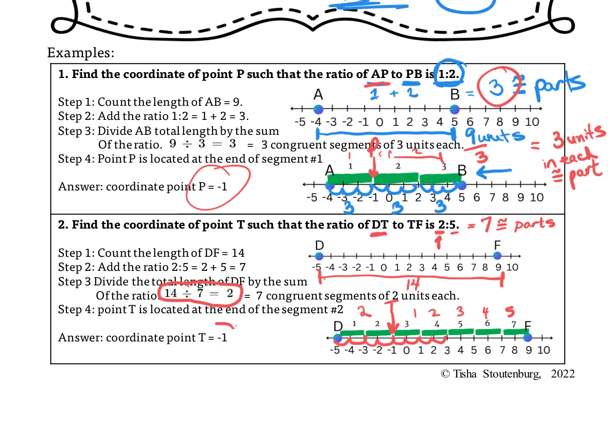So again, it just so happens that in this example, my answer is also -1. -1 is where I would place point T such that I have this ratio of 2 to 5.